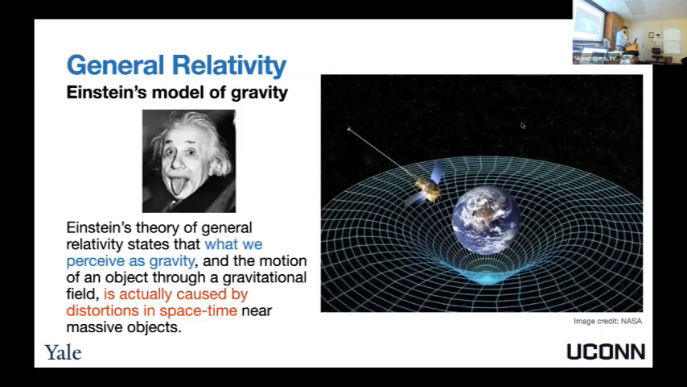To get started, this all really goes back to Einstein and his theory of general relativity. To remind you all, Einstein's theory of general relativity tells us that what we perceive as gravity and the motion of an object around a massive body, such as a planet or a star, is really caused by distortions in space-time near these massive objects.